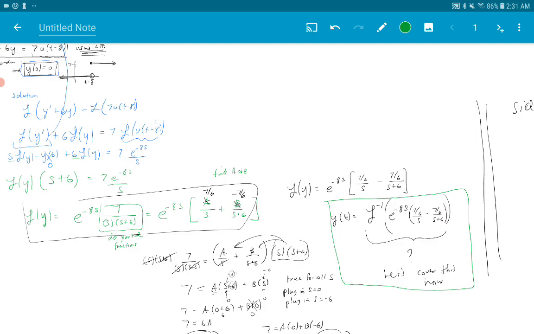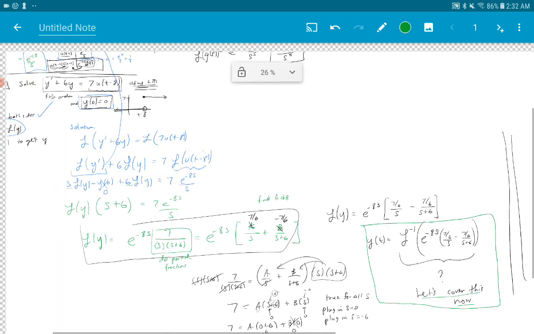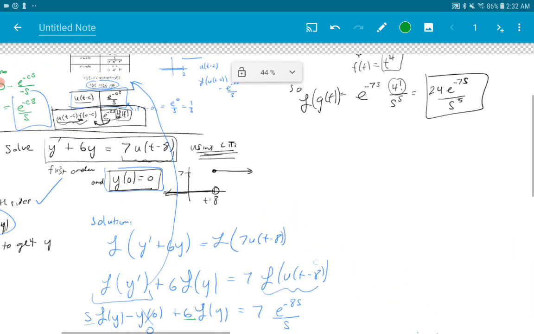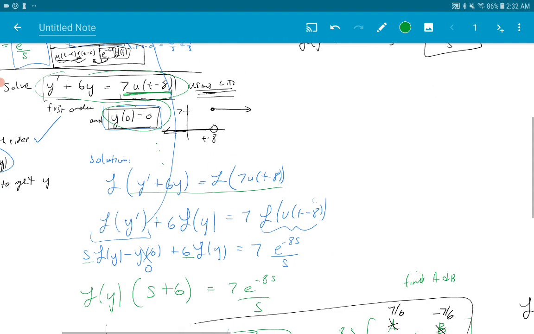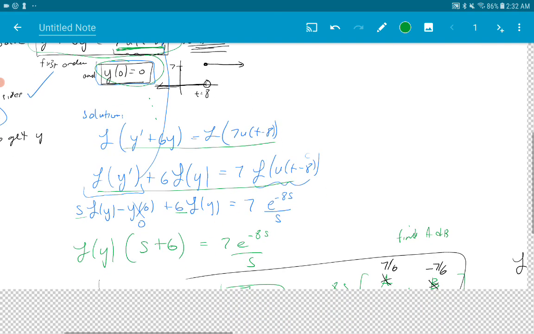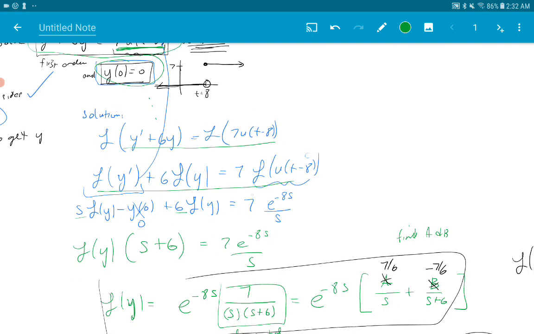And I said, let's cover this now. Well, we just covered it. We started with this problem here. This was the problem: to solve this differential equation with this initial condition, the right-hand side happened to have a step function in it. So we did all this work here, split up the Laplace transform. We used our new tool. The Laplace transform of u of t minus 8 was this.